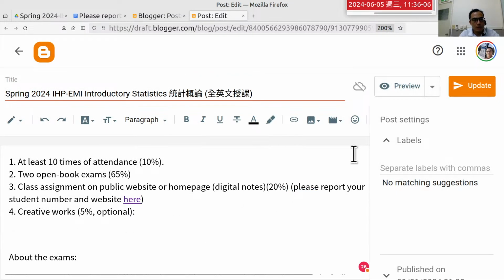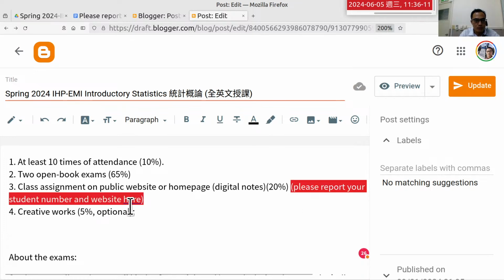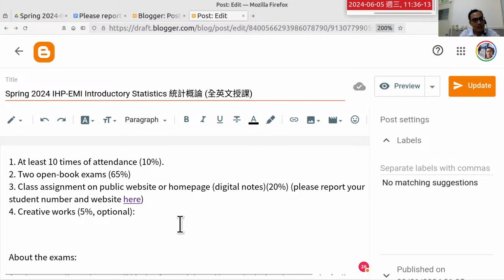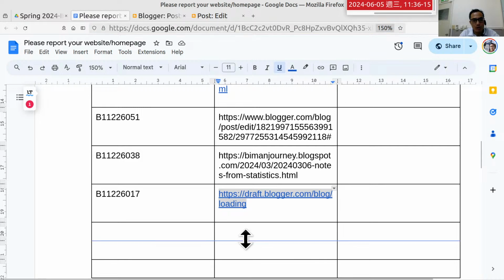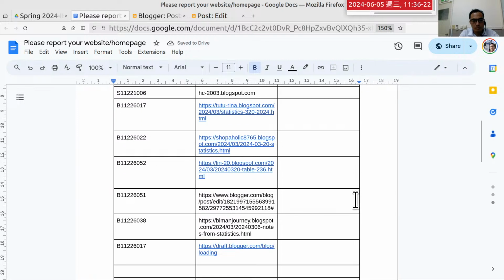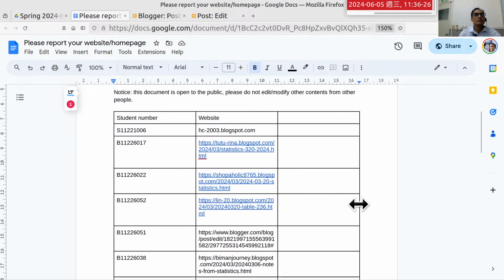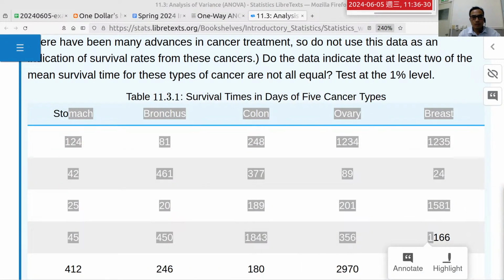Okay, please report your student number and website here. Click here, then it moves to this one. Okay, any question? If no more question, we can move to next examples.